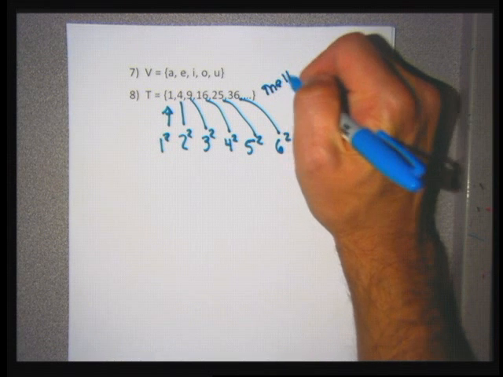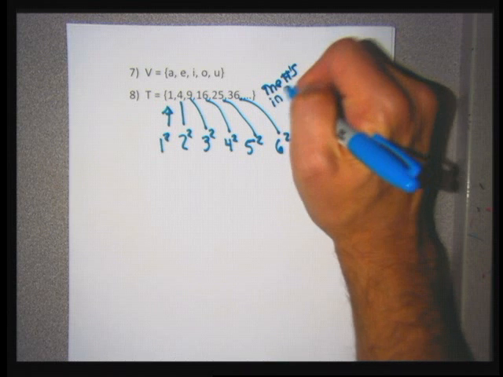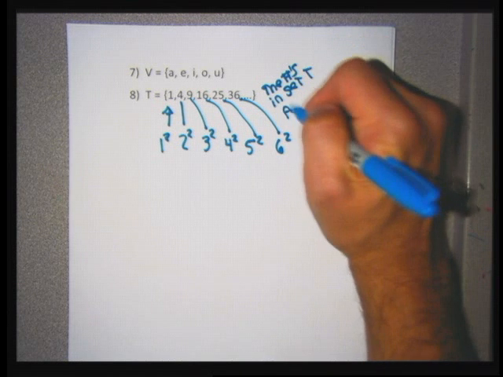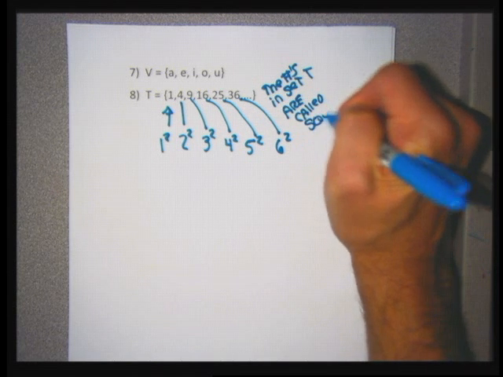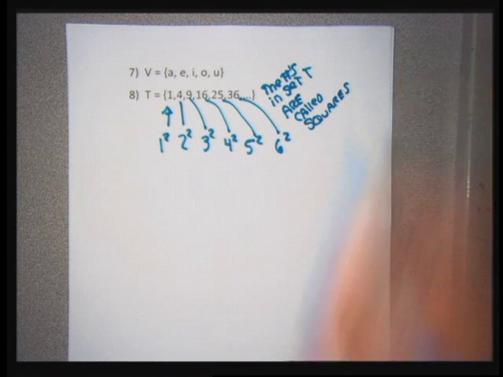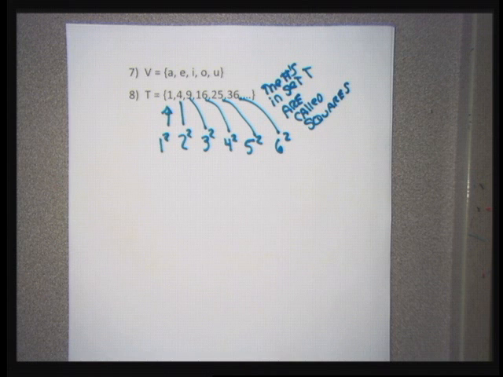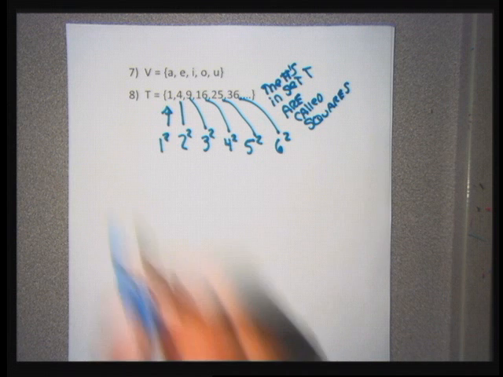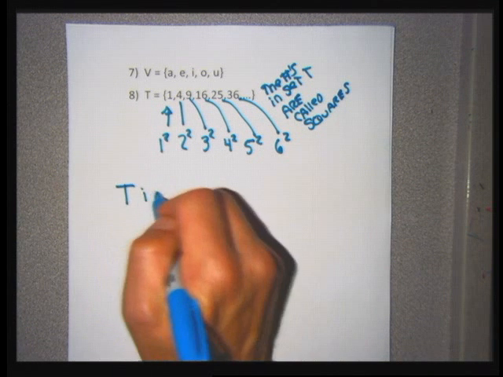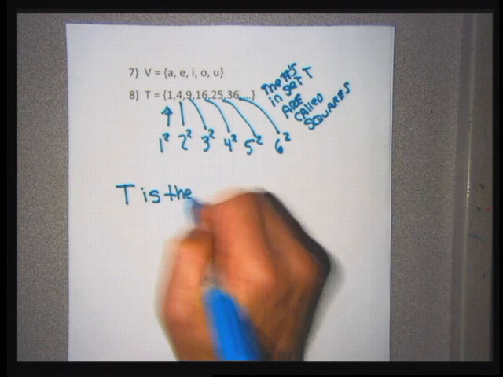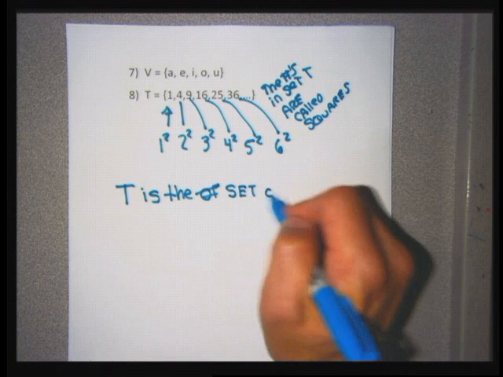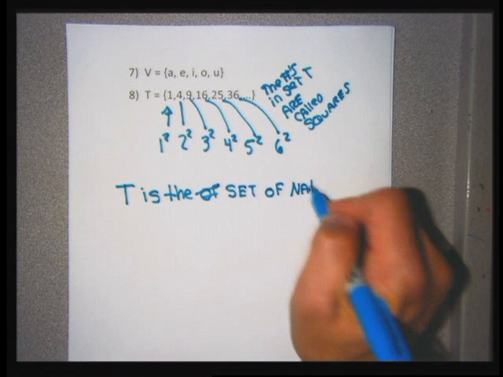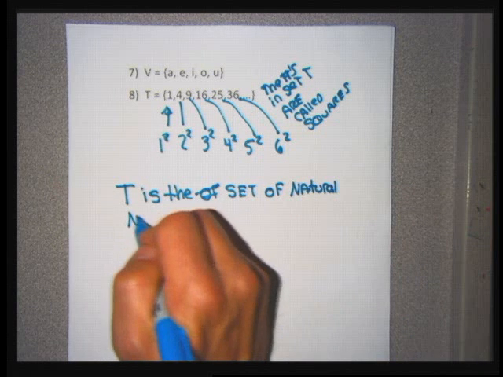The numbers in set T are called squares. Or maybe even perfect squares, but I'll just call them squares because that's probably more common. So I'm going to use the word squares in my answer, and maybe I'll use the words natural numbers again because these are certainly natural numbers. I'm going to say T is the set of natural numbers. Those are definitely natural numbers.